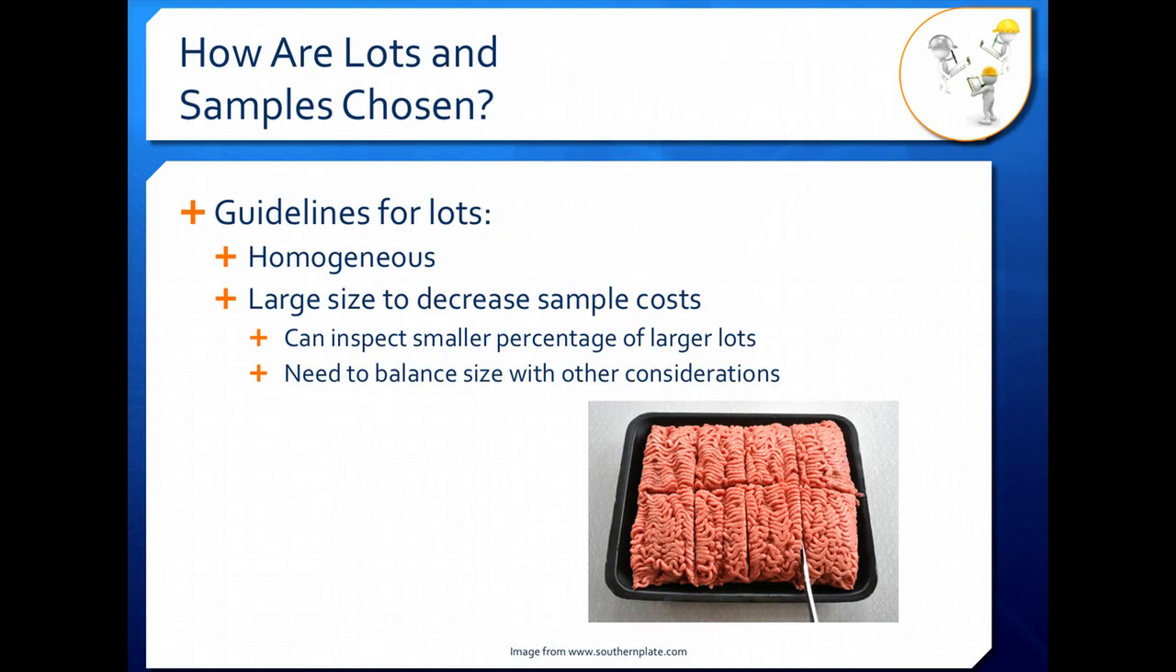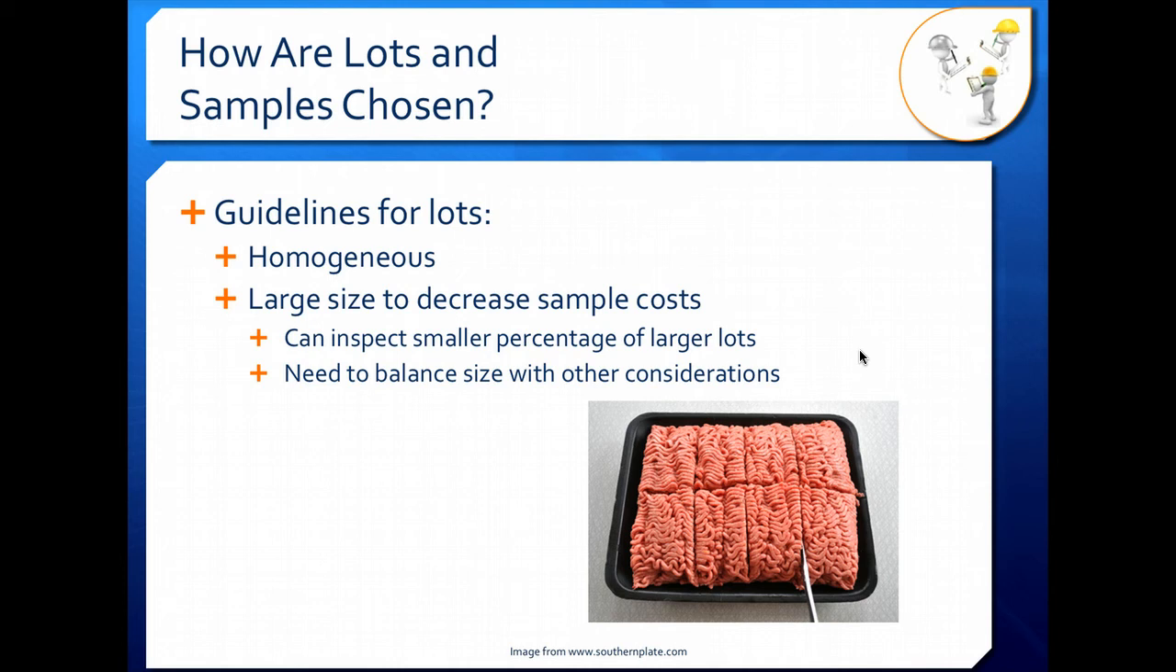So how are lots and samples chosen for food products? We have a couple of guidelines for lots. They need to be homogeneous. What that means, if you take a look at this hamburger right here, this is an example of a relatively homogeneous lot. It's the same all the way through, top to bottom and left to right. So anywhere you can pull a sample out of this particular lot, you have a good chance of getting the same stuff in that sample as in the rest of the lot.